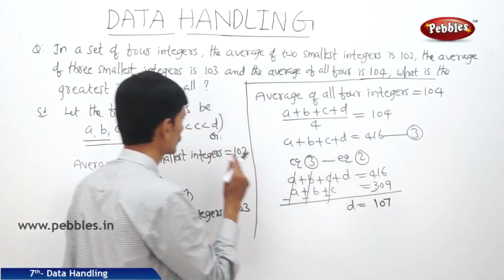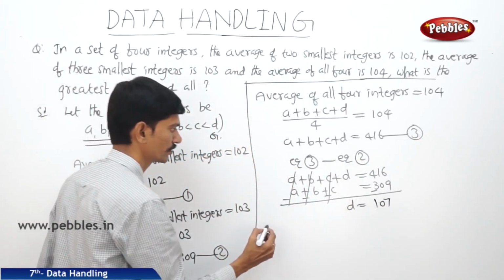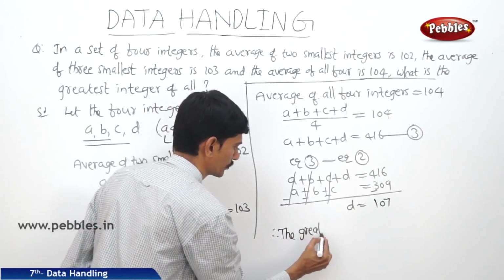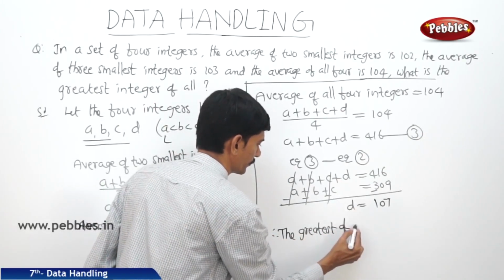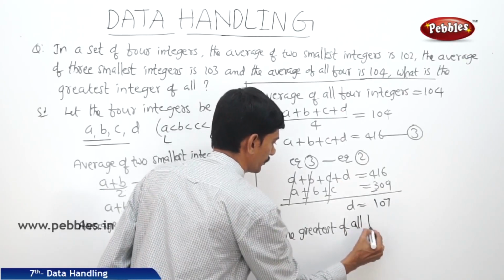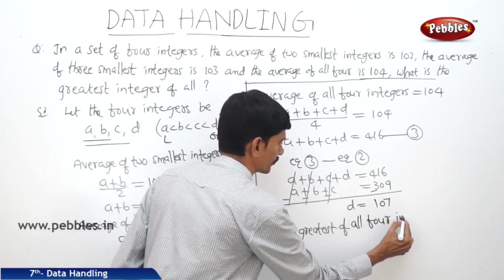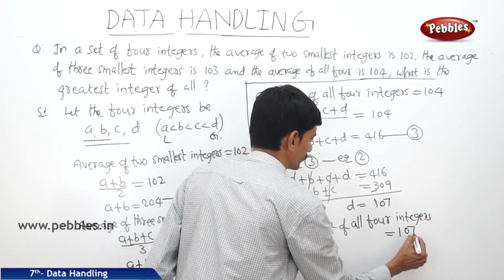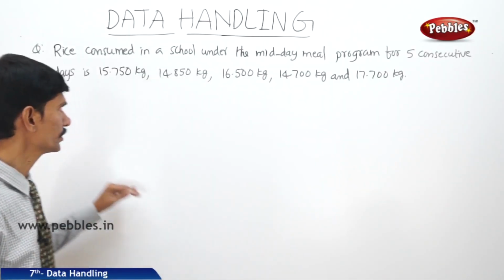So here d is the greatest integer. Therefore, the greatest of all four integers equals 107. Now let us see the next question.